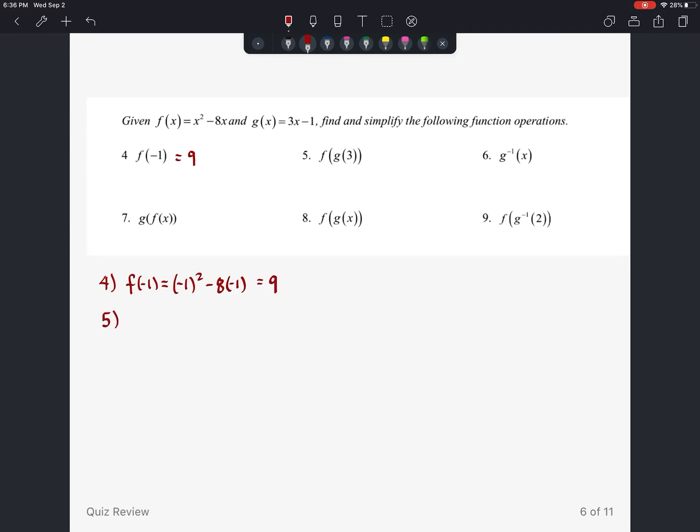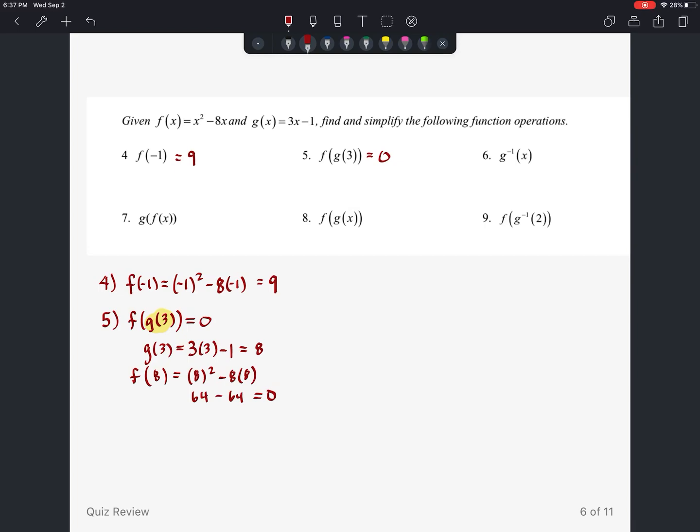For number 5, we have f of g of 3. So remember, we're going to start on the inside with g of 3 first. And g of 3 is going to equal 3 times 3 minus 1, which should give us 8. And now that 8 will be the input for function f. We have f of 8, which will be 8 squared minus 8 times 8. Well, 8 squared is 64, and 64 minus 64 gives us 0. So f of g of 3 equals 0.